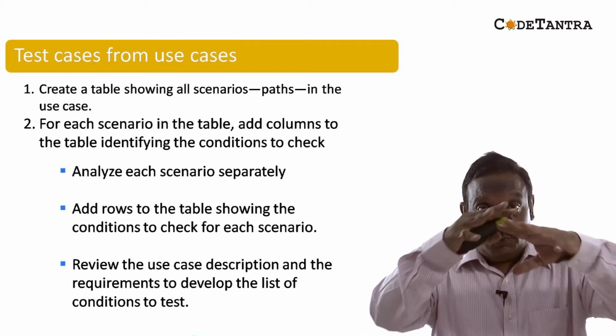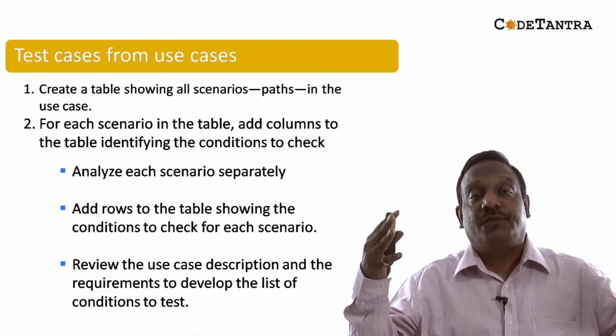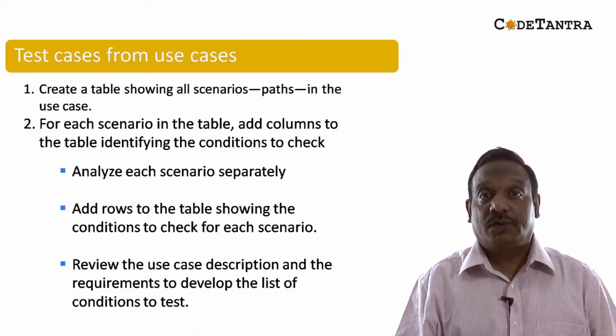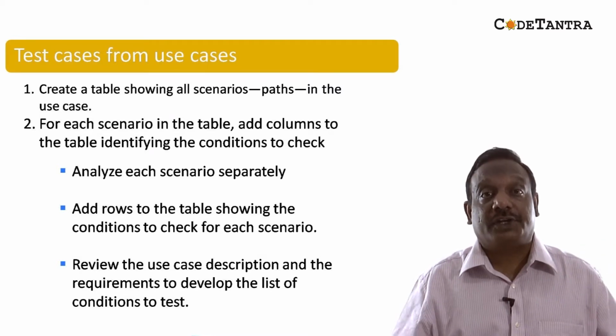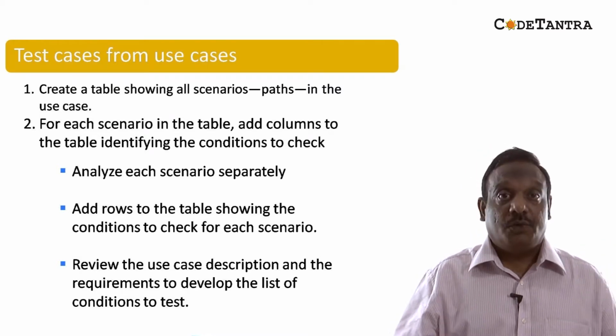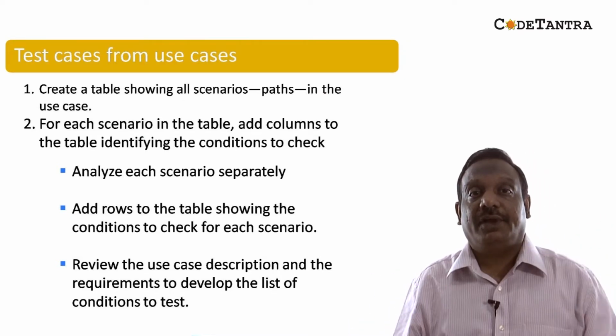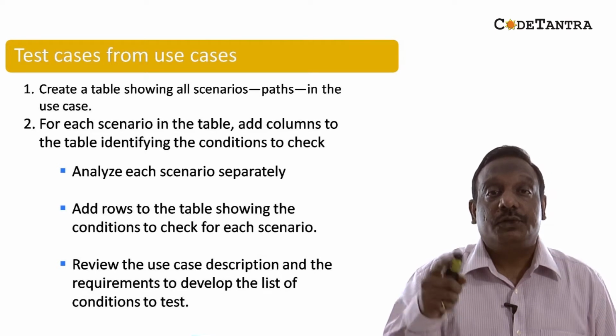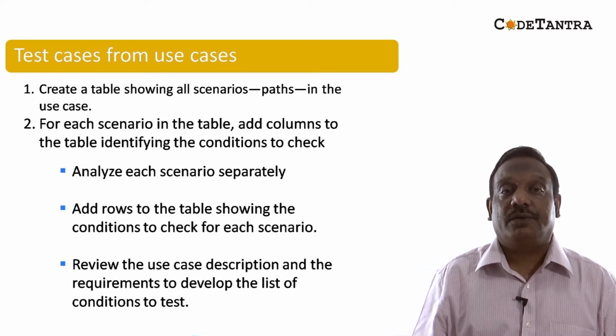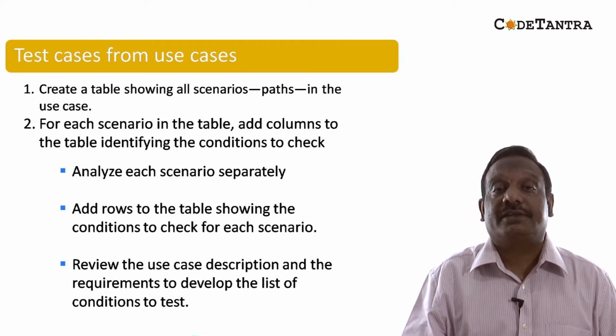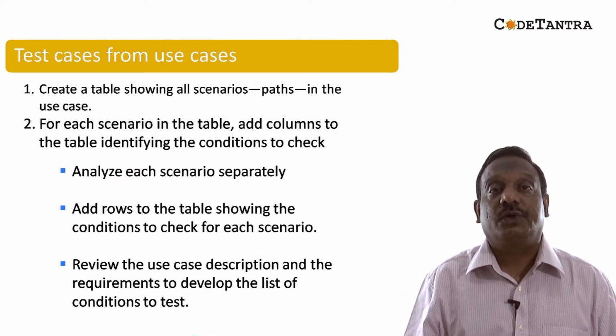So now look at that. What is this unfulfilled prerequisite? Or then we talked about schedule mismatch, or we talked about the course not being available. So these are all identified, and you add rows to the table showing the conditions to check for each scenario. Then review the use case description and the requirements to develop the list of conditions to test.